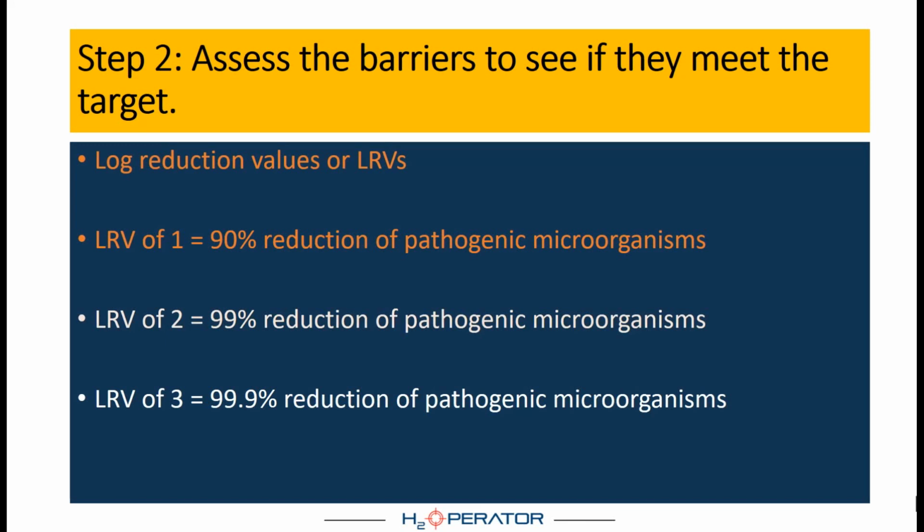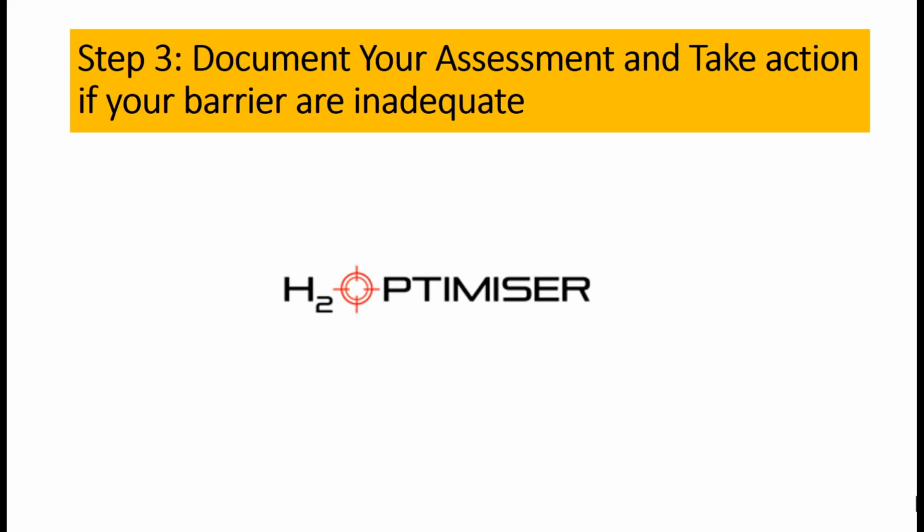If you are removing 99%, then that's a 2 log reduction, or 2 LRV. And 99.9% is 3 LRV, 99.99 is 4 LRV, and so on and so forth. Okay. Now the third and more important step. Now document your assessment and take action if your barriers are inadequate.